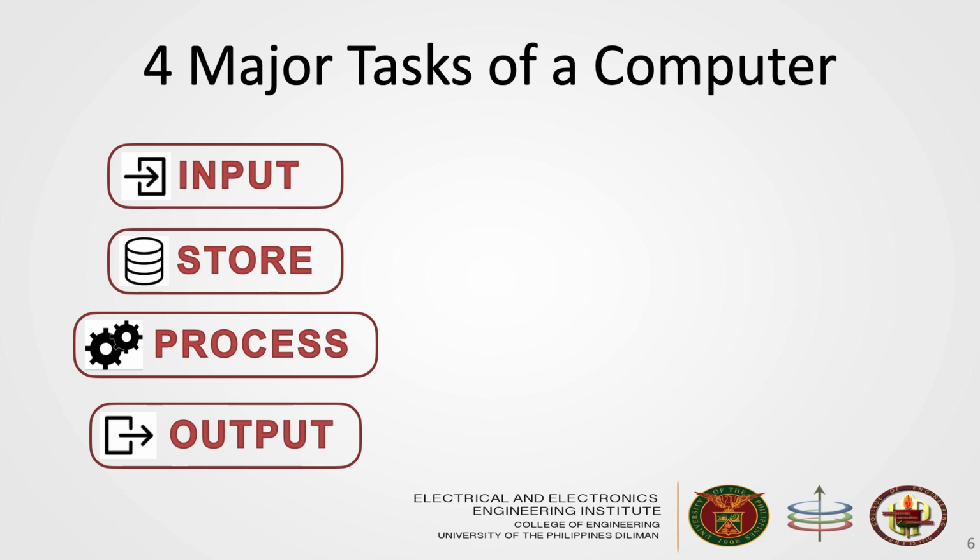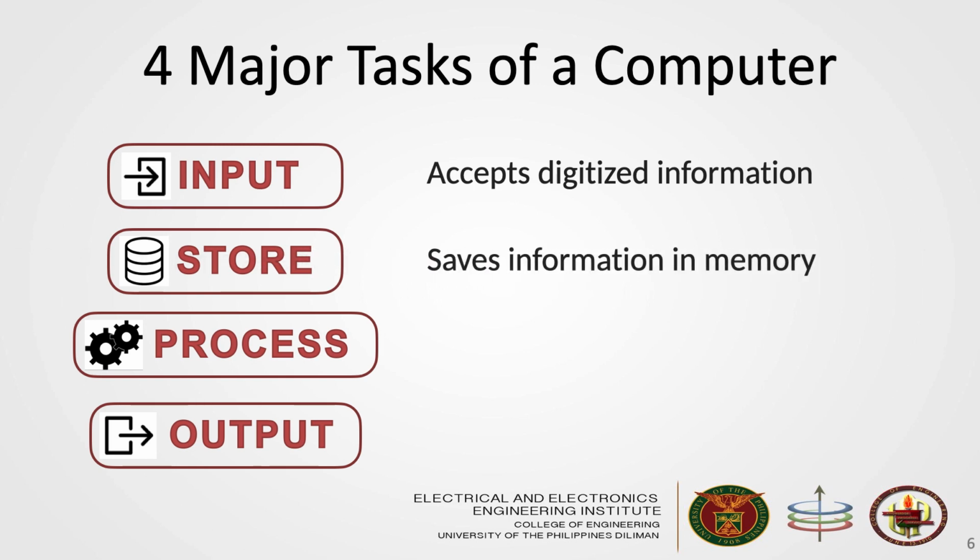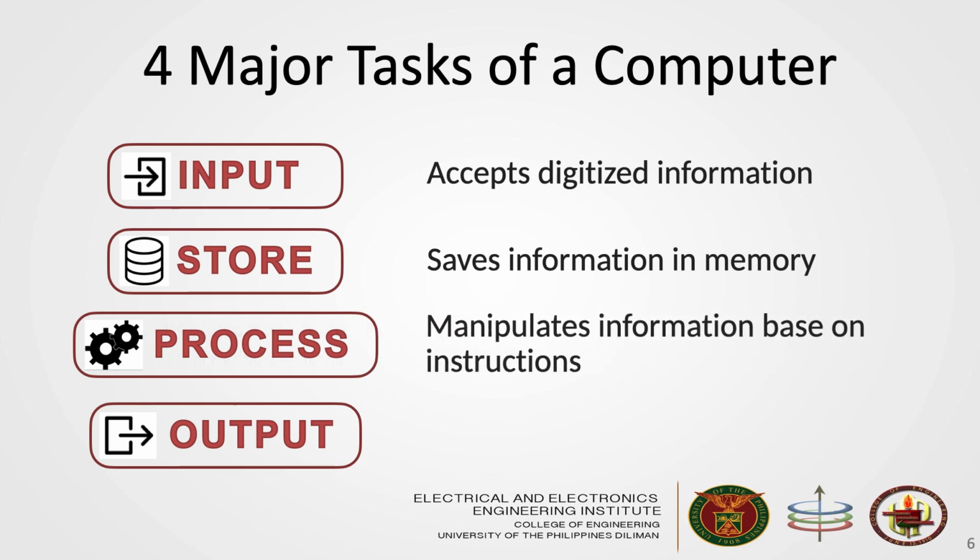Input is when a computer accepts digitized information from the user or the environment or from another computer. Store is when a computer saves this digitized information in its memory to be processed or output later. Process is when a computer manipulates this information according to a list of internally stored instructions in the computer's memory. And then output is when a computer shows the results back to the user or the environment.